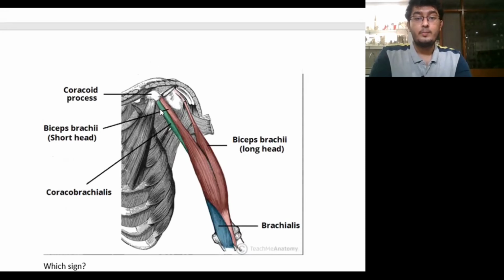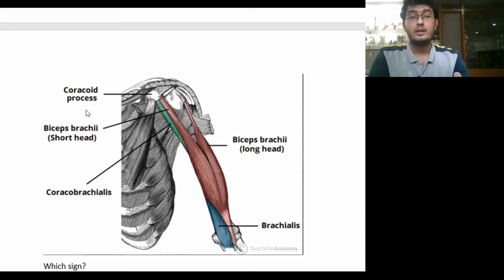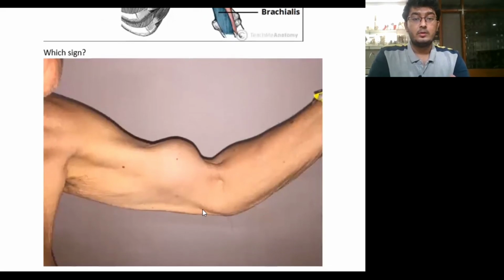This is the coracoid process. It houses the origin of two muscles. One was the biceps brachii, and the other was the coracobrachialis. So in green we have the coracobrachialis, in red we have the biceps brachii muscle, and in blue we have the brachialis muscle. So can you guess what this sign is? You can see there's a prominence in the bulge of the biceps.